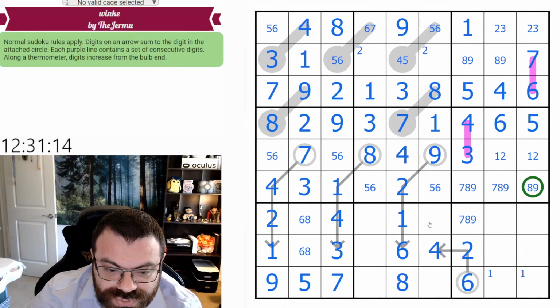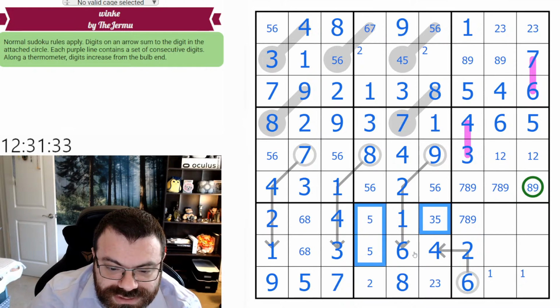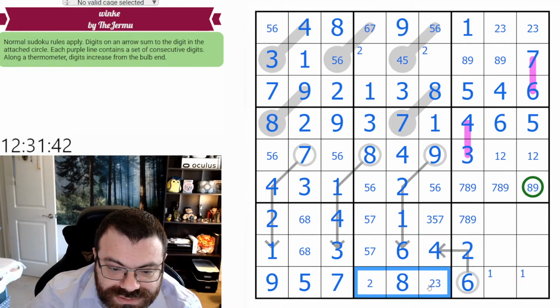Okay, I need a 2 in this box. That's one of these 2. I need a 3 in the box. It's one of these 2. I need a 5 in the box. I think that's any of these. I have a 6. I need a 7 in the box. That's going to be one of these 3. I have an 8 and I need a 9 in the box. So that's going to be one of these 2. And actually now that means this is a naked 2.